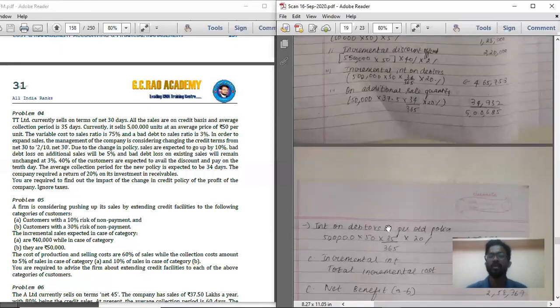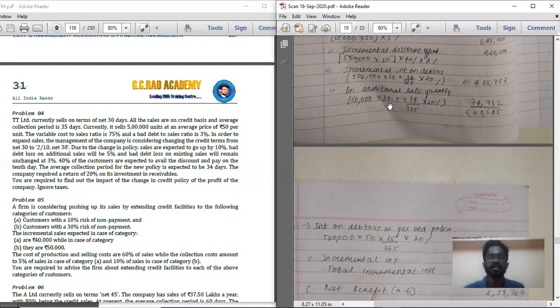As per the new policy, incremental interest on debtors: on 5 lakh units you are calculating on the sales value, that is the 50 rupees selling price. Whereas for 50,000 additional units you are calculating only on variable cost, because you are going to incur only variable cost, not fixed cost. Here we don't know the fixed cost amount, so we are taking the total selling price. Whereas here we know we are not going to incur any additional fixed cost, so we are taking variable cost. That is 50 into variable cost ratio of 75%, that is 37.5. Can you understand?